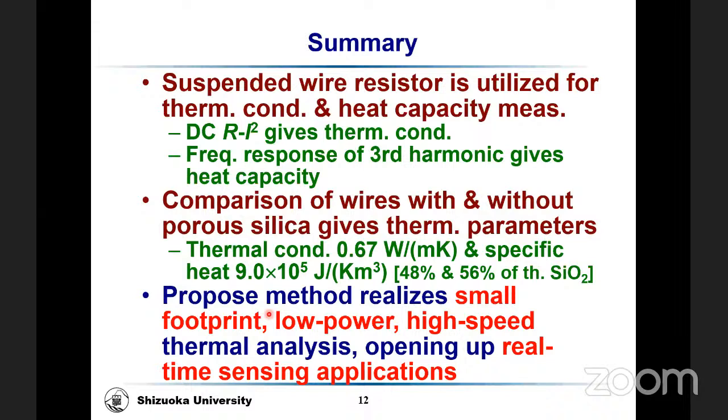And we also could successfully show the operation of a thermal feedback oscillator, and that could realize real-time sensing operation. Thank you very much for your kind attention.